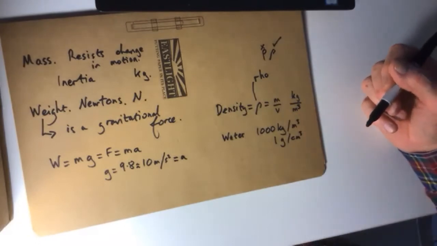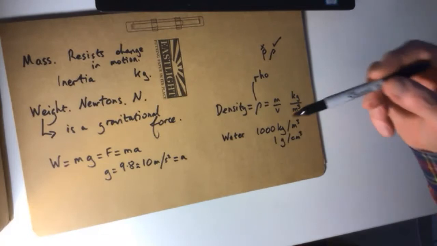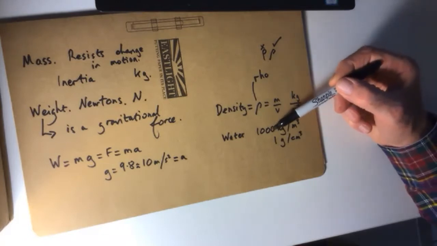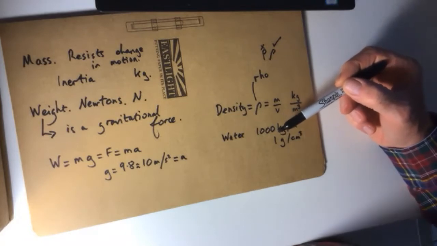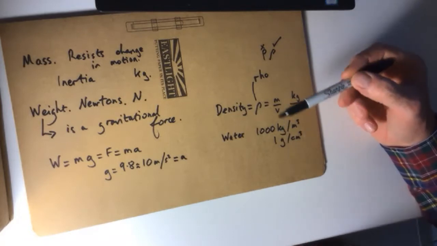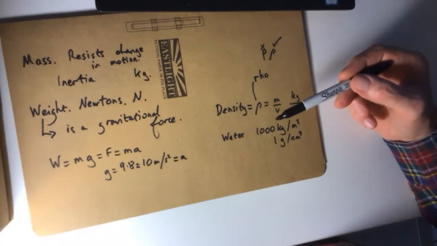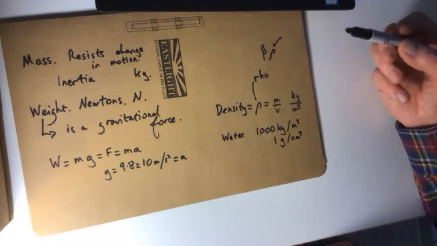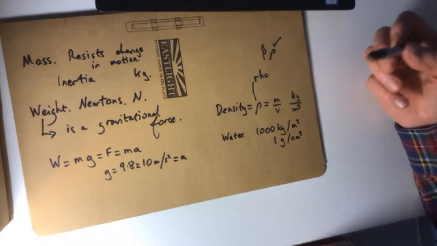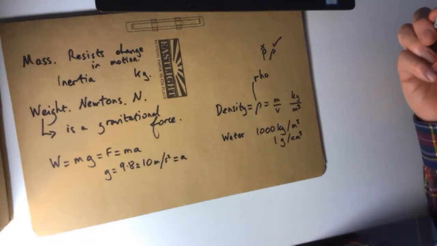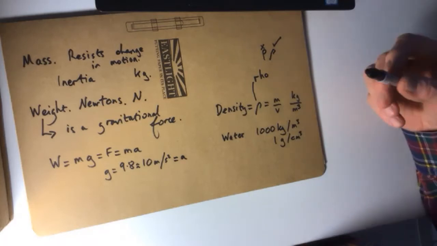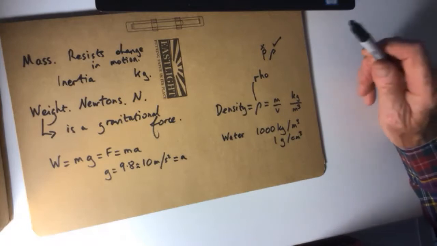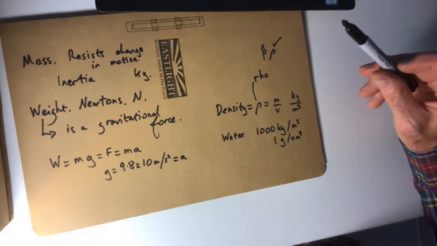If something has a density greater than 1,000, it's going to sink in water. If its density is less than 1,000, it'll float. That's how we work out sinking and floating. Okay. Why does a ship made of steel float? Because it's hollow and its overall density is less than 1,000 kilograms per meter cubed.